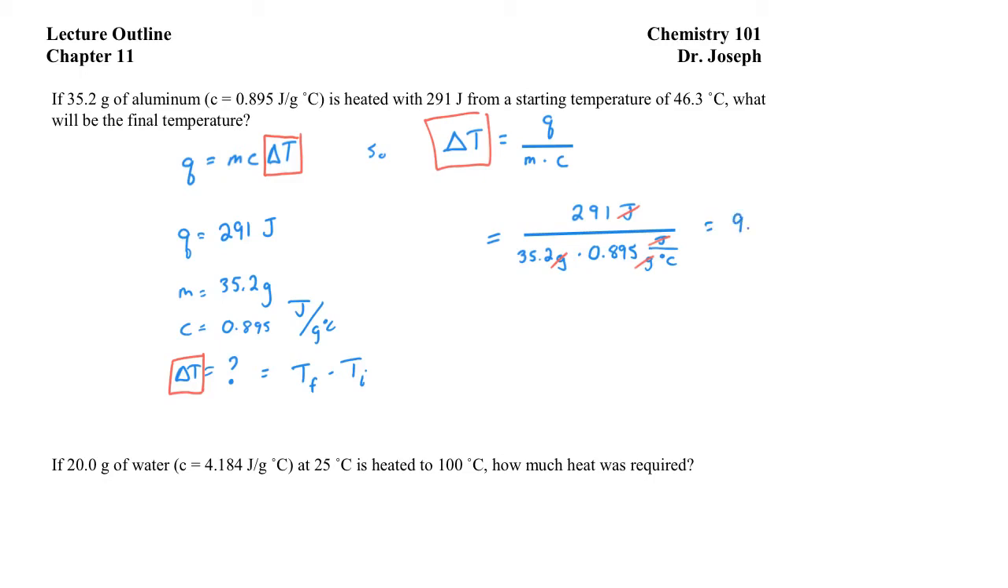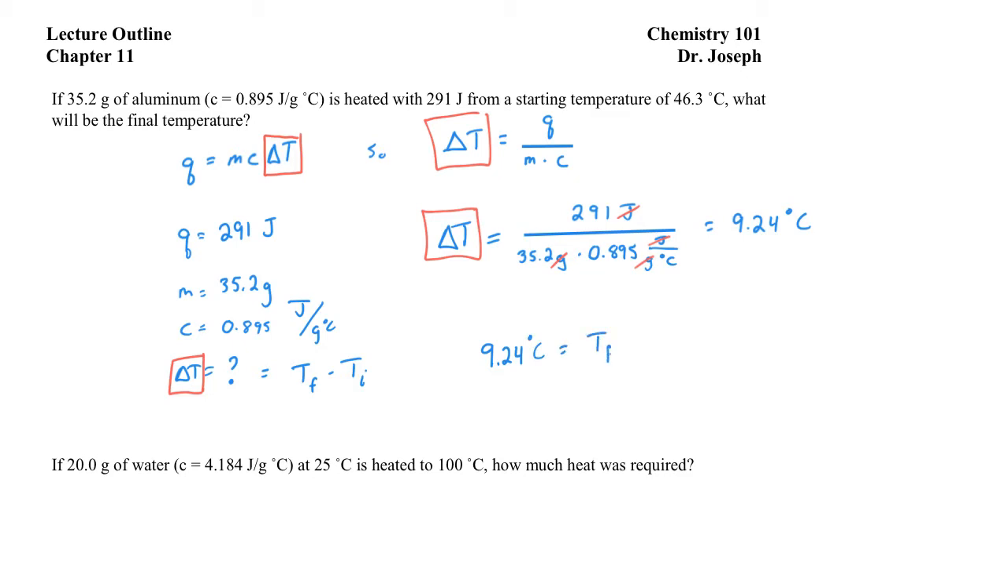So for the calculated value here for delta T, we get 9.24 degrees Celsius. Now let's recognize what this is. It's the change in the temperature for this system. Now, of course, this is just the change in temperature. How do we actually find the final temperature?